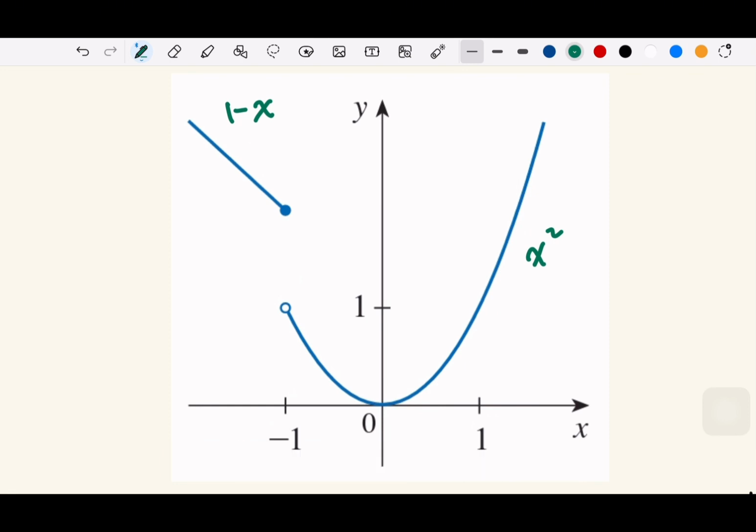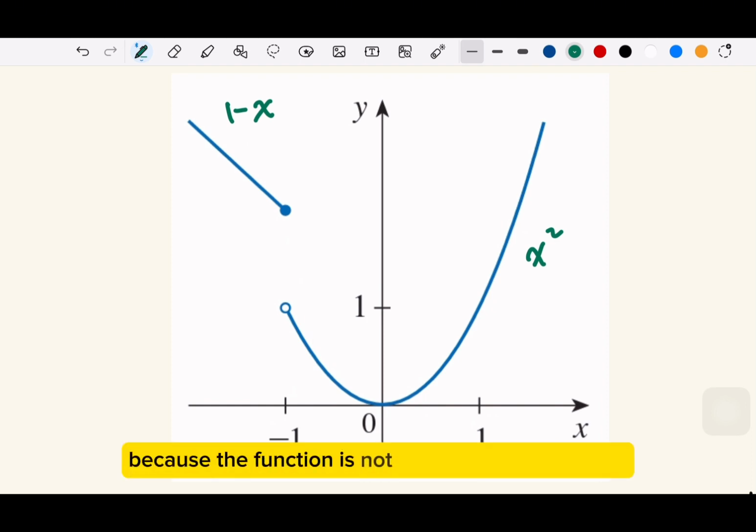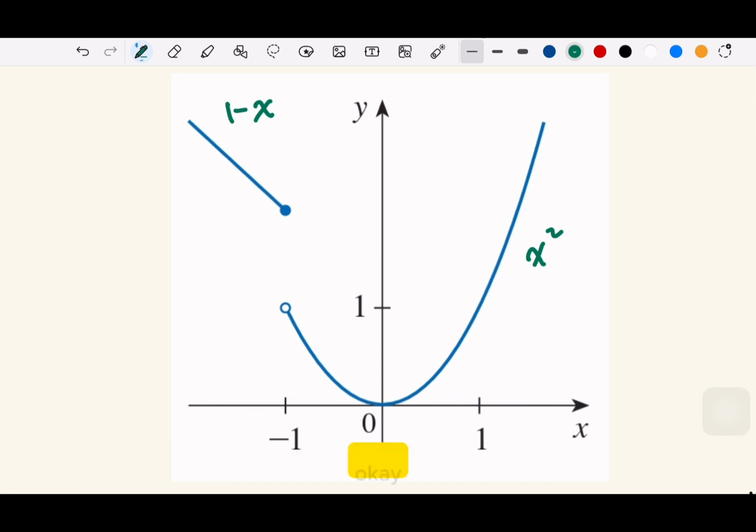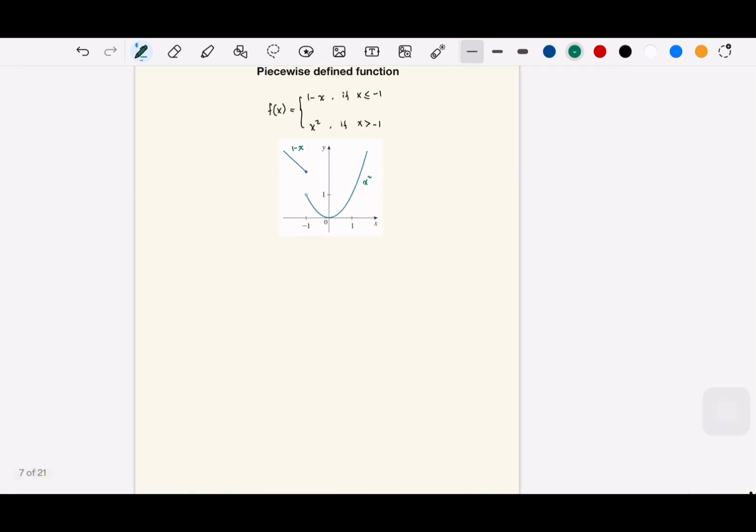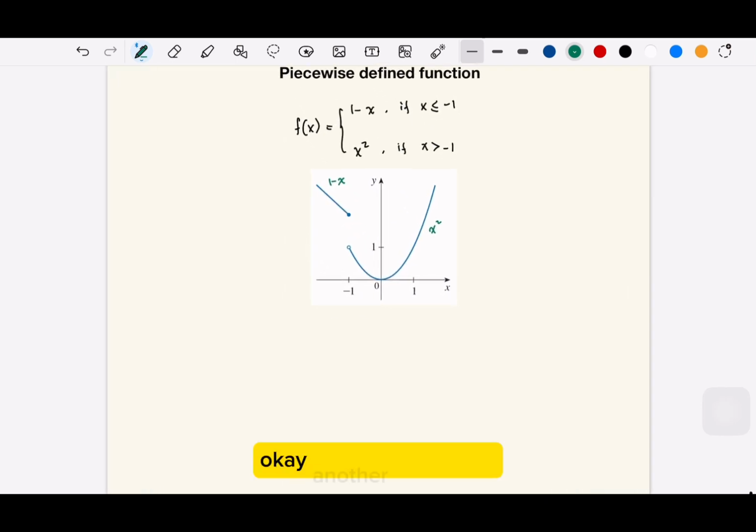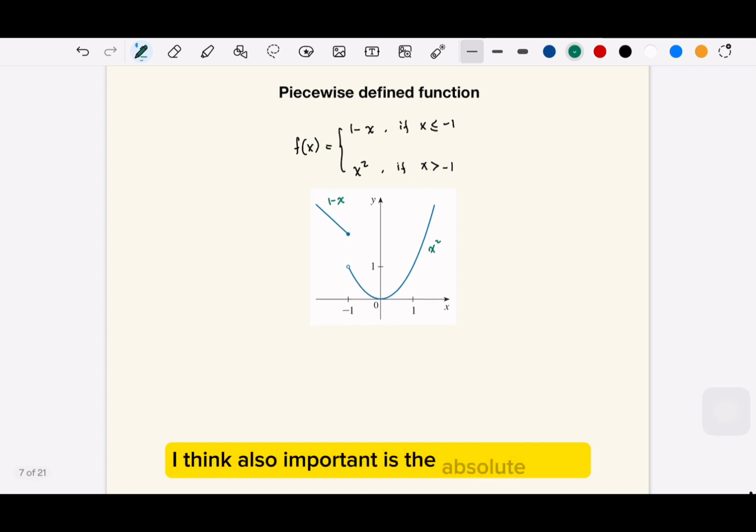And then check the interval. You get this white dot like this one. It means that the point here is not included in the function. If we get this full dot like this, it means that we include the point. This will be important when we discuss limits later on. This is what we call discontinuity, because the function is not continuous, right? There's something missing here. Another one that I think is also important is the absolute value.